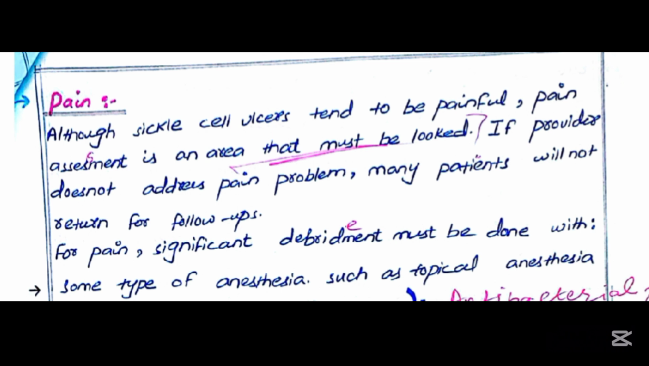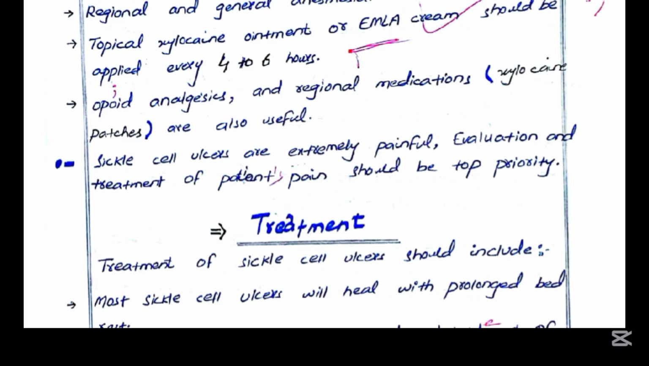Now the third point is pain. Although sickle cell ulcers tend to be painful, pain assessment is an area that must be looked at. If the provider does not address the pain problem, many patients will not return for follow-ups. For pain, significant debridement must be done with some type of anesthesia, such as topical anesthesia or ointment. Topical lidocaine ointment or EMLA cream should be applied for 4 to 6 hours. Opioids, analgesics, and regional medications are also useful. Sickle cell ulcers are extremely painful. Evaluation and treatment of the patient's pain should be the top priority.